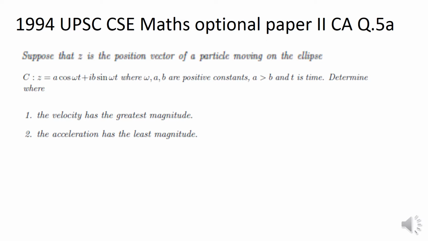This type of question has come in 1996 also, and only a little bit of the framing of the question is different. Instead of omega, there it uses lambda, and capital A, capital B in place of small a and small b, but otherwise the question is the same. So here we will draw an ellipse which is given by this equation.